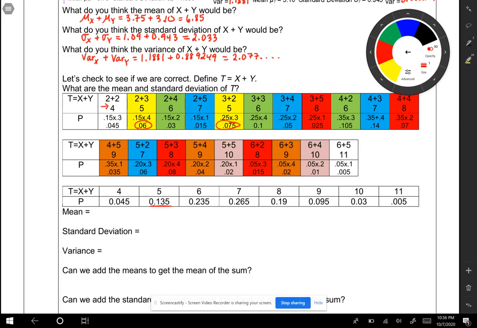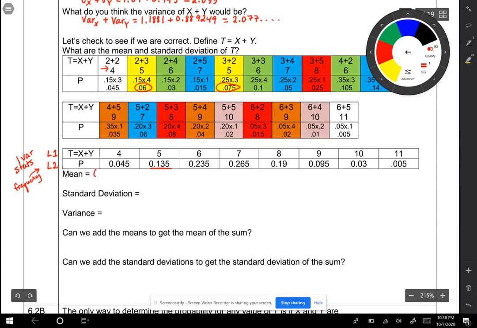So the question we're asked is, what are the mean and standard deviation of T? You can go ahead and do this. I put this in list 1, put the probabilities in list 2, and then did the one-variable stats, where list 2 is your frequency list. I did that and got the mean to be 6.85, which was what we thought it would be. So, check.